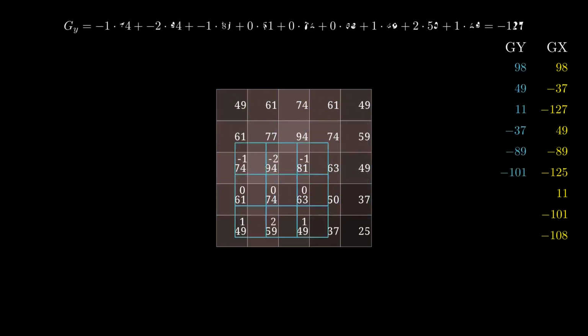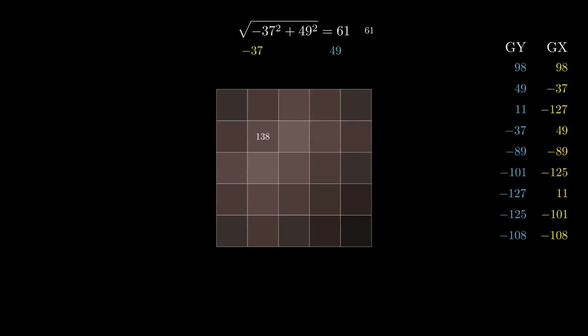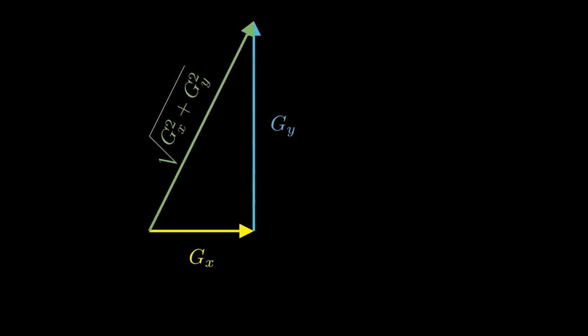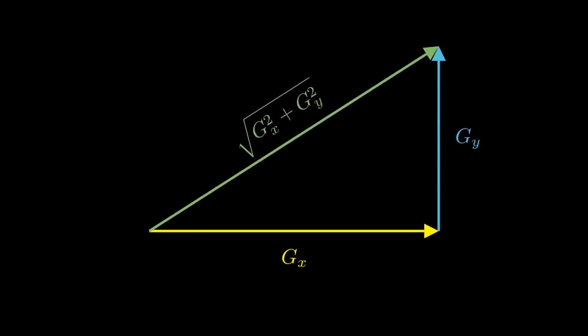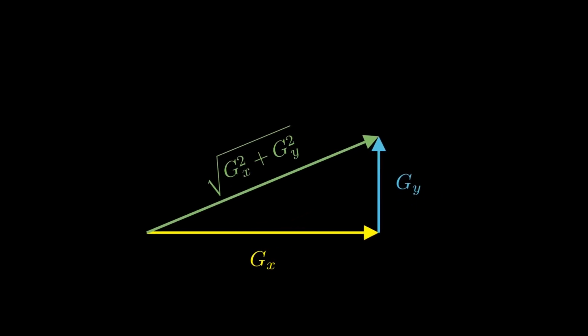You do this separately for Gx and Gy and then combine the two by using this formula. Does this look familiar? It is just the Pythagorean theorem. But why? Because Gx and Gy can be thought of as the x and y components of a vector. The magnitude, which is calculated using this formula, is the length of the vector. The longer this vector is, the stronger is the edge.